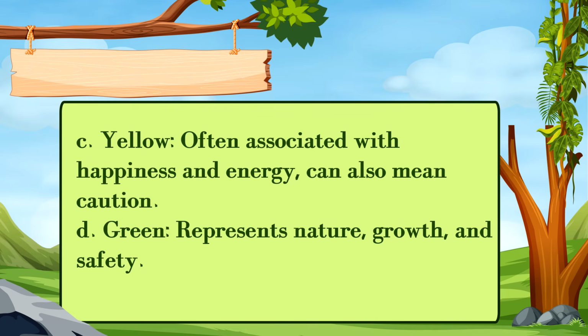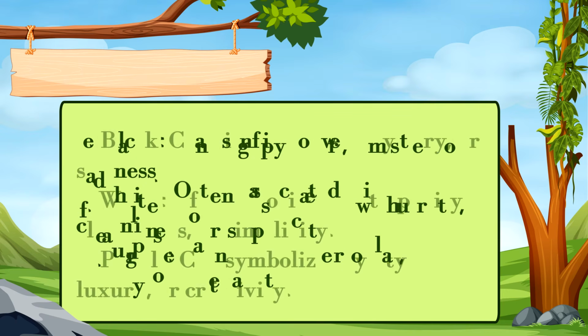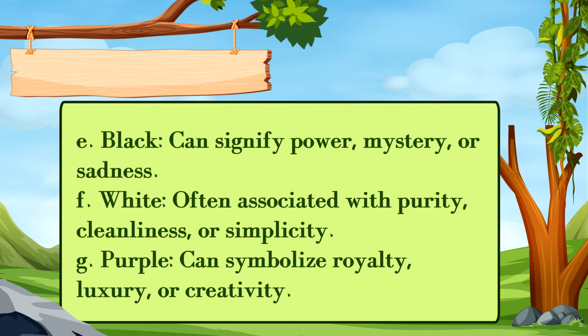Yellow, often associated with happiness and energy, can also mean caution. Green represents nature, growth, and safety. Black can signify power, mystery, or sadness. White is often associated with purity, cleanliness, or simplicity. Purple can symbolize royalty, luxury, or creativity.